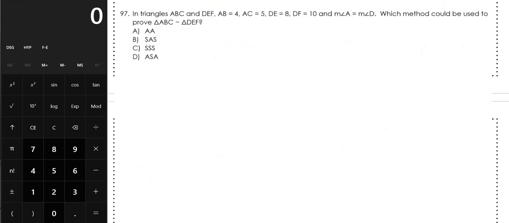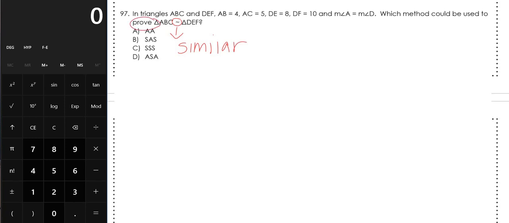Number 97, last one on this page. In triangles ABC and DEF, we're given some measurements here. AB is 4, AC is 5, DE is 8, DF is 10, and the measure of angle A is equal to the measure of angle D. Which method could be used to prove that the 2 triangles ABC and triangle DEF are similar? So remember, this symbol, the single squiggly, that means similar. You're trying to prove 2 triangles are similar.